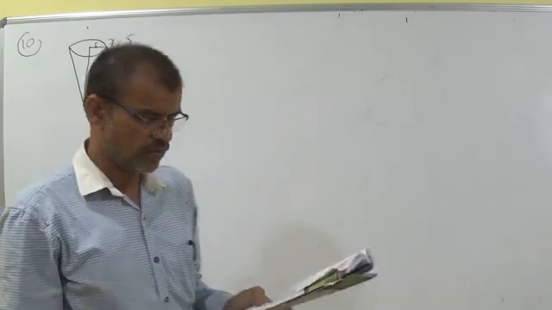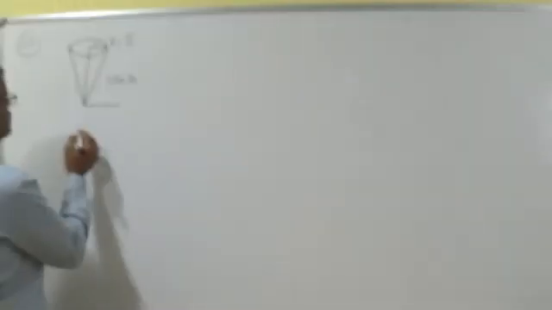The rate at which the level of water rises. So dV by dt is given.